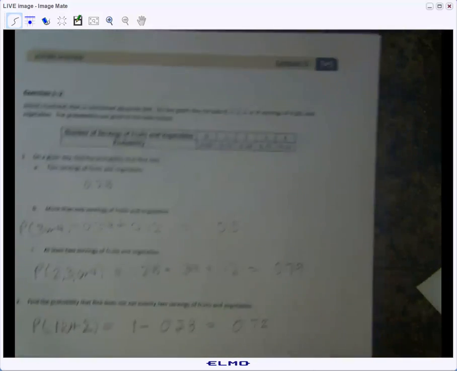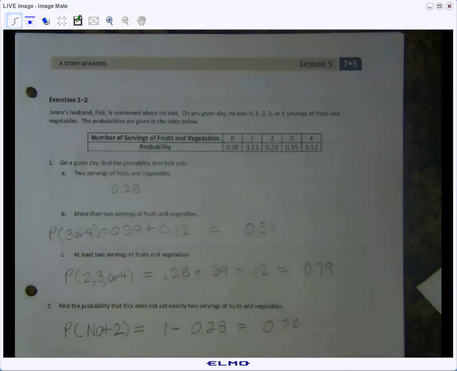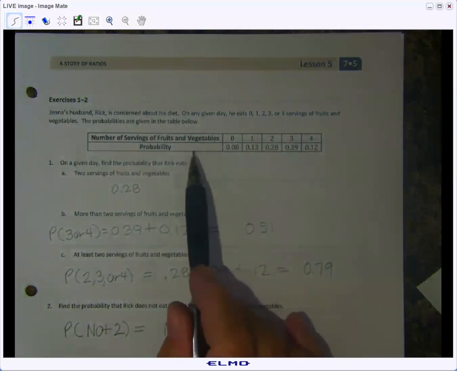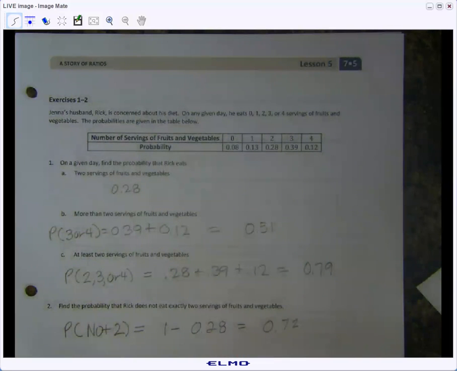All right, so I've already gone through these. Jenna's husband Rick is concerned about his diet. On any given day, he eats 0, 1, 2, 3, or 4 servings of fruits and vegetables, and the probabilities of him doing that are given in the table. The hard part is collecting all this data and figuring this out, and that's what statisticians and people in data analysis do. So all we have to do is use this information that they're giving us and answer questions.